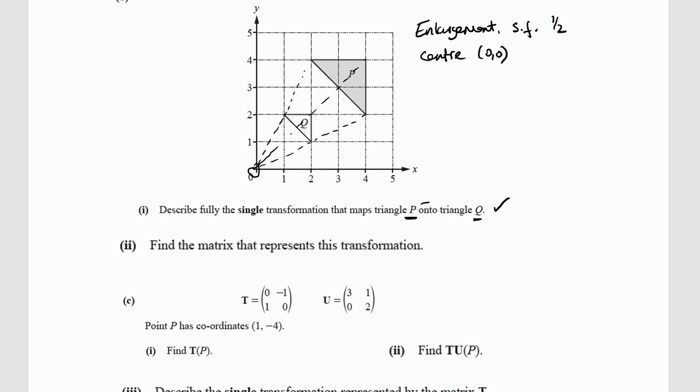Now the matrix that represents this transformation has to halve the x values and it has to halve the y values. So what happens to the x values goes in the first column. (1, 0) would now become (0.5, 0). And (0, 1) would now become (0, 0.5). So that's the matrix that represents this transformation. Whatever the scale factor is for an enlargement, that's replacing the 1s in our basic (1, 0, 0, 1) identity matrix.